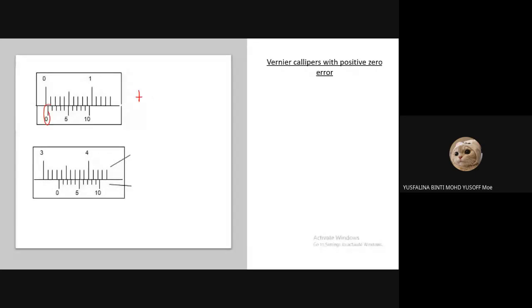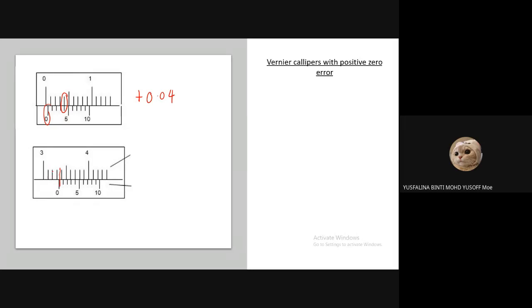You can see one line here: 1, 2, 3, 4. So positive 0.04. For this one, you don't need to minus, you can just use it straight away. Okay, and then the next one is here.